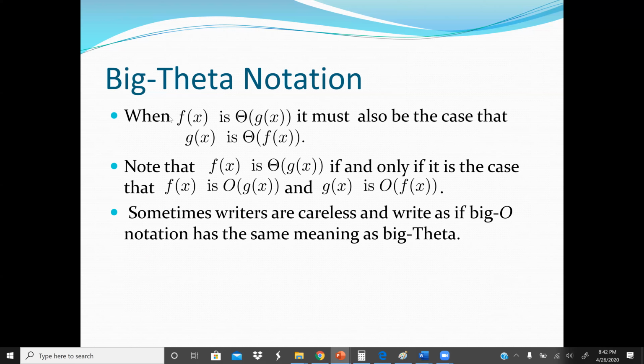So here also when we say that f(x) is big theta g(x), it must also be the case that g(x) is also big theta f(x). So f(x) is big theta g(x) if and only if it is the case that f(x) is also big O g(x), and g(x) is big O f(x).